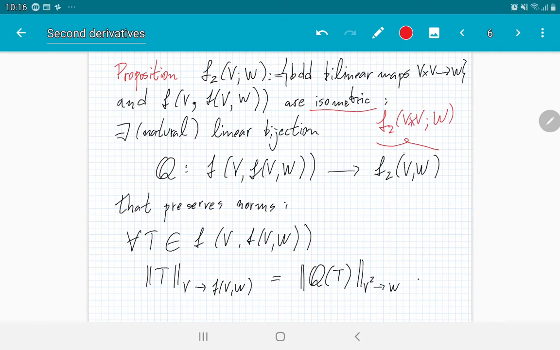Right, so I'm going to argue the following, that you can find a very natural bijection between elements of this space, so linear transformations from V to linear transformations from V to W, all bounded. We can find a natural bijection between that and the set of bounded bilinear maps from V squared to W, if you like. And this bijection preserves the natural norms in this space.